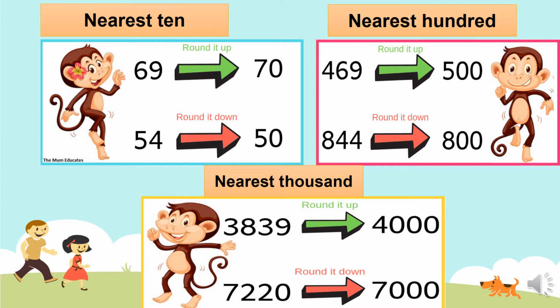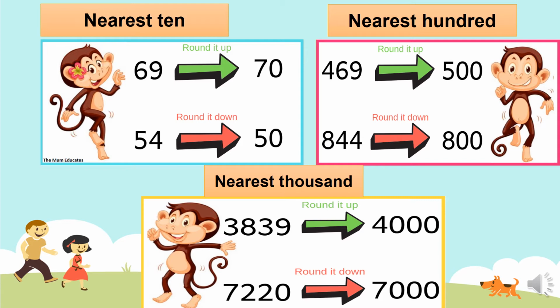First we are going to look at 469. When we round a number to the nearest 100, we have to look at the digit in the tens place. What's the digit in the tens place? It is 6. Since 6 is greater than 5, the number becomes 500. What about 844? What's the digit in the tens place? It is 4. Then 4 is smaller than 5. Then the number becomes 800.